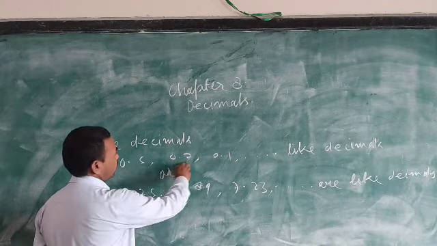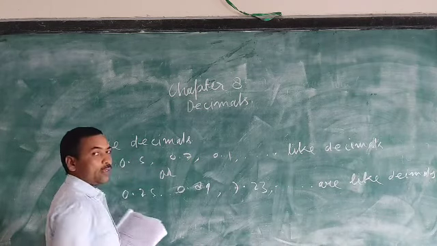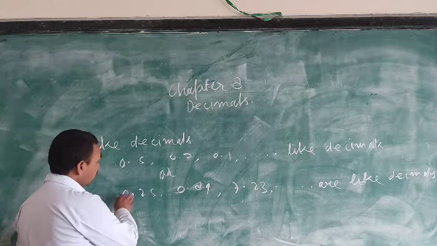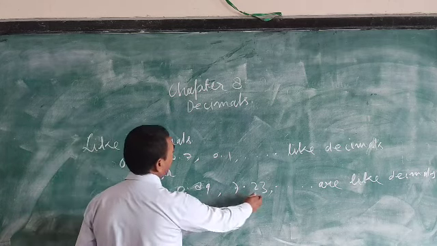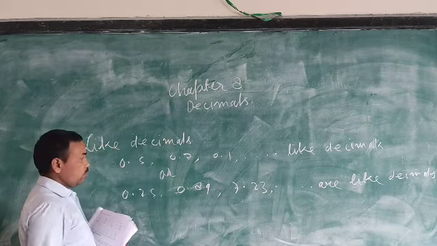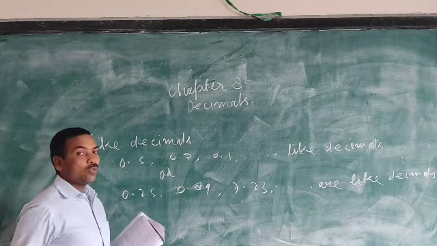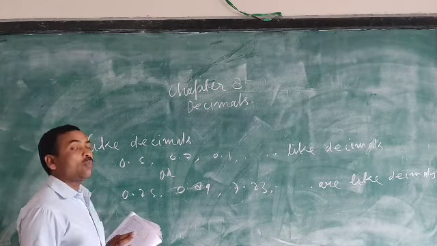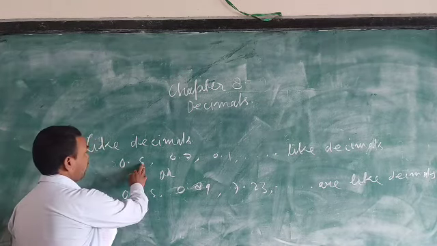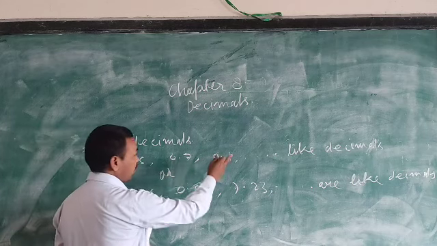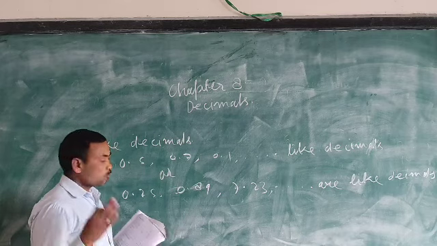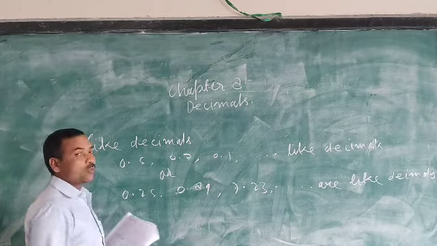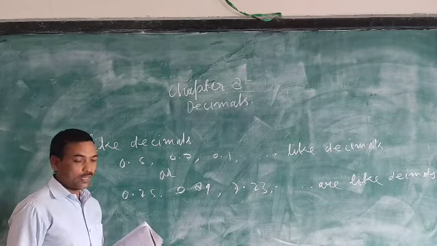See, 0.5, 0.7, 0.1 and so on all have only one decimal place. So they are examples of like decimals. Here 0.25, 0.89, 7.23 and so on, they are also like decimals because all have two decimal places. You know the decimal places are the number of digits that come after the point. Here after the point one digit, so one decimal place. Here, after the point, all have two digits, so they are two decimal places. So they are like decimals.